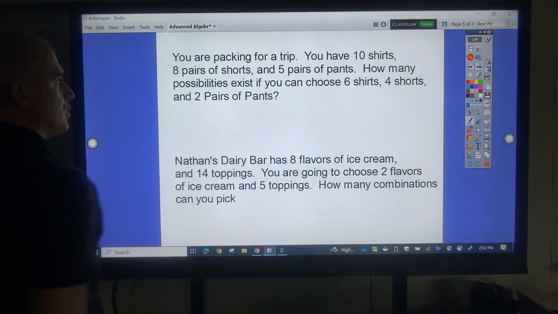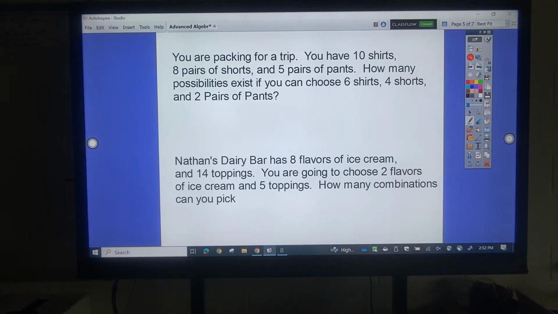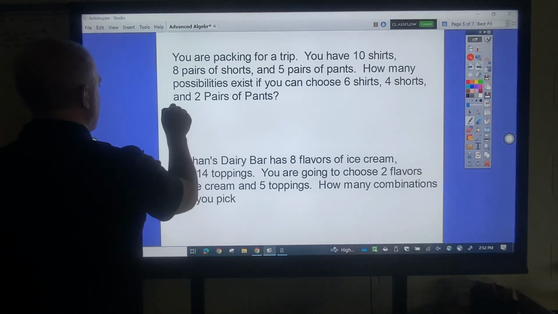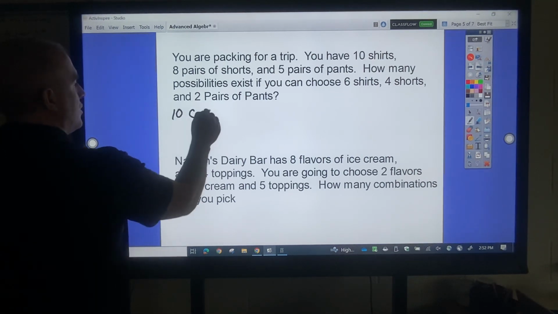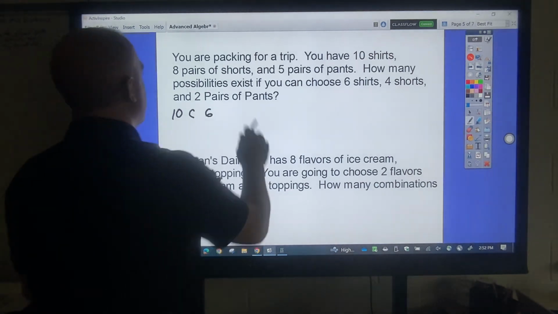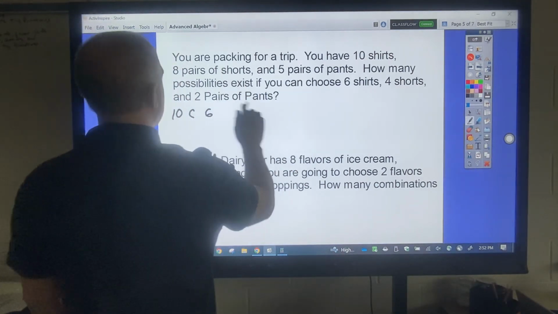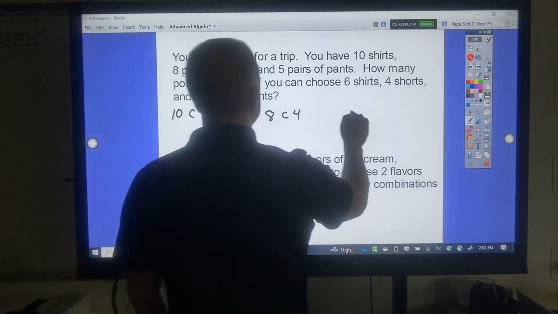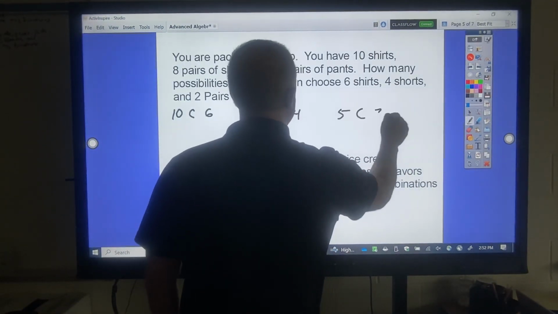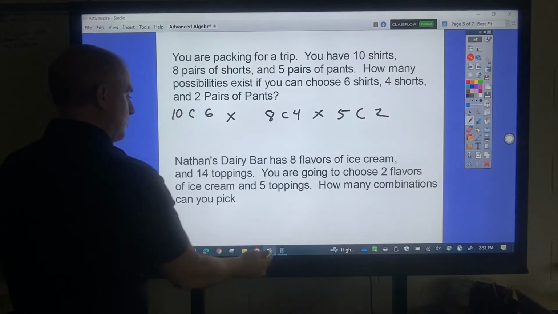You're packing for a trip. You have 10 shirts, 8 pairs of shorts, and 5 pairs of pants. How many possibilities exist if you can take 6 shirts, 4 shorts, 2 pairs of pants? What you basically do is you set up a bunch of combinations. For shirts, I'm going to do 10 choose 6. For shorts, I can choose 4. And for pants, I'm choosing 2 out of the 5. And then I just multiply those amounts.